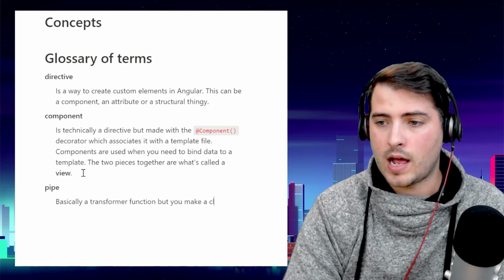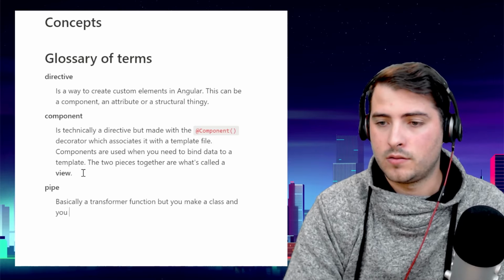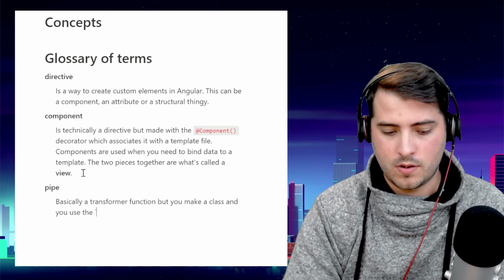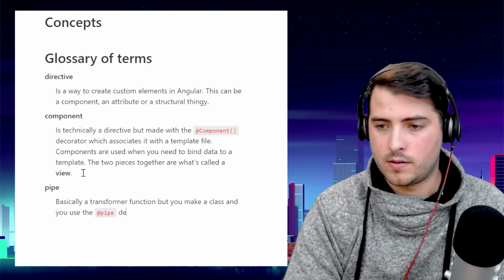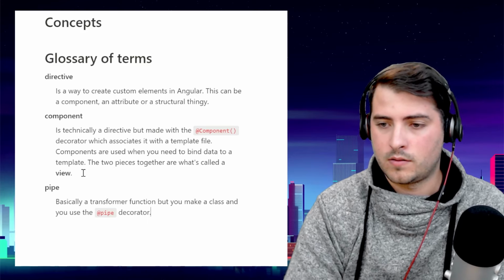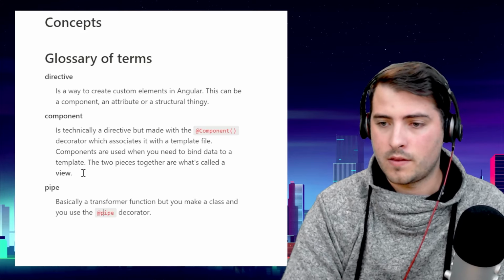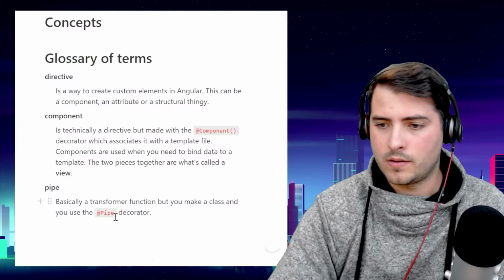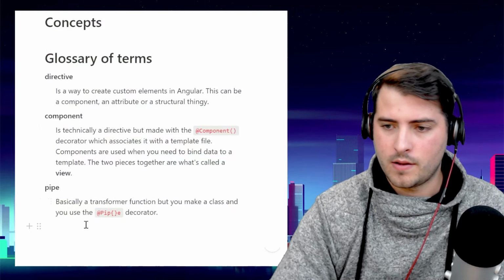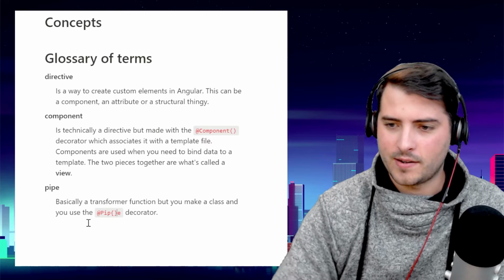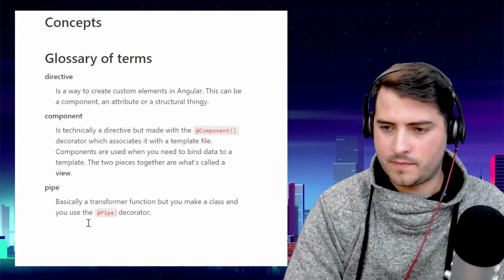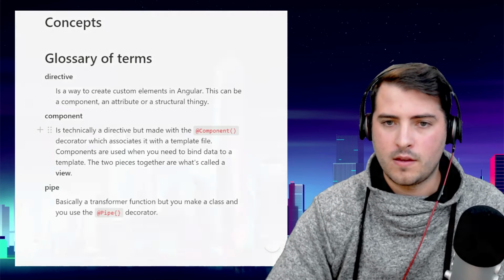But you make a class, and you use the at pipe decorator. I think this probably has to be uppercase. Looks like it has to be uppercase. And wait, call this one differently. Like that. Go like that. No, come on. Really? There we go. Okay.